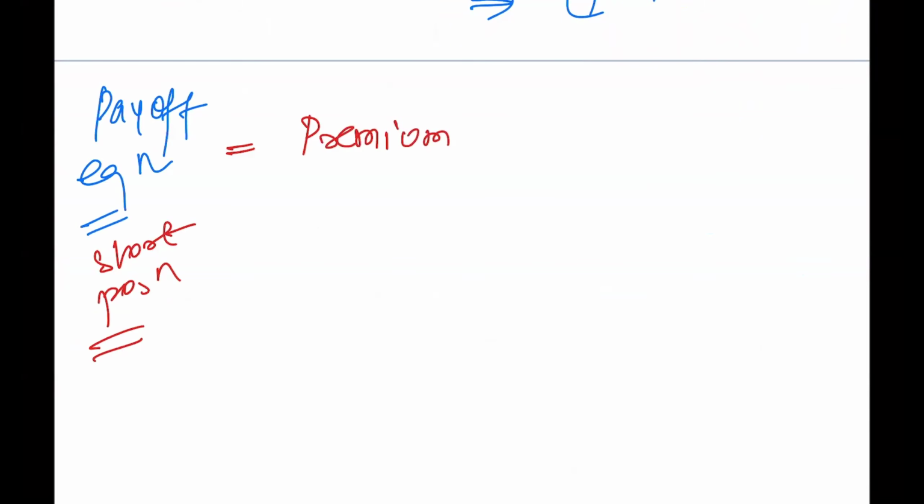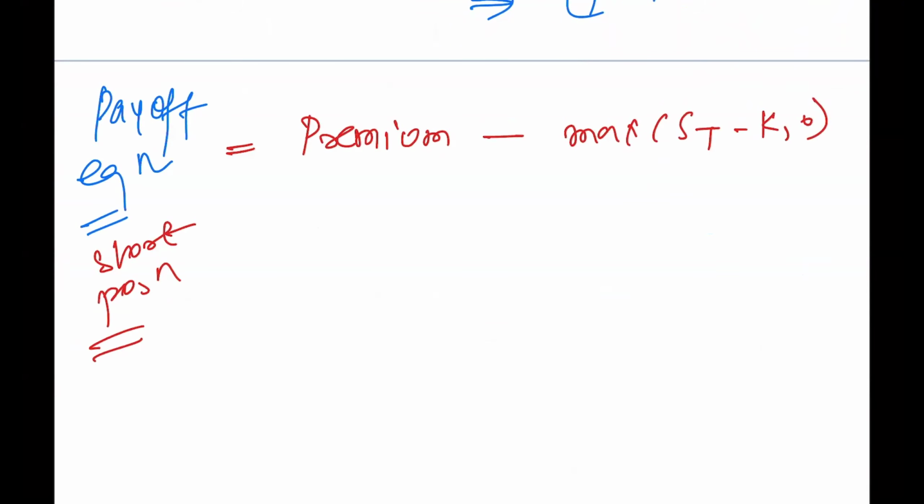And if you remember the payoff equation, because it's a short position and the seller always has to obligate the contract, of course he will receive the premium. Premium minus max of ST minus K comma 0. This is the payoff equation.